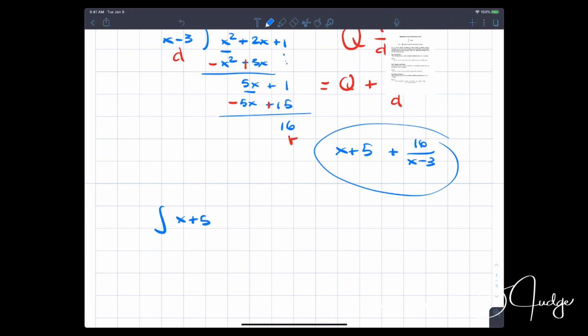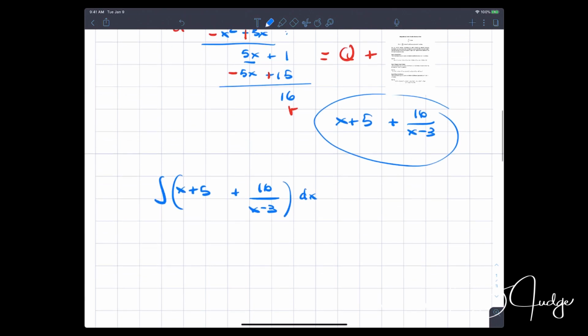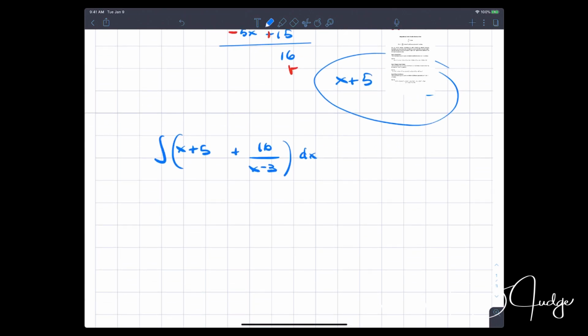x plus 5 plus 16 over x minus 3 dx. Now, this is a lot easier to integrate, okay? This is very easy to integrate because by properties of integrals, I guess I can do it this way. How about if we try this out? This is by properties, okay? Meaning the integration of a sum is the sum of integrals.